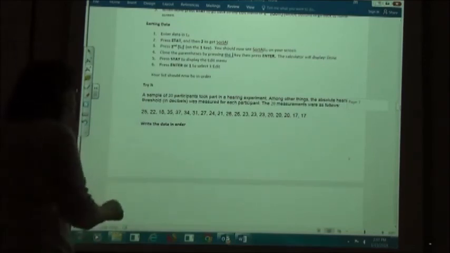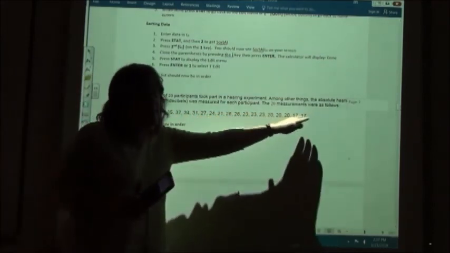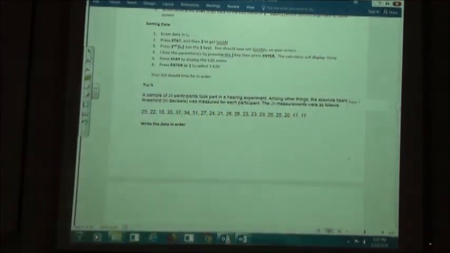So just enter them, so you just enter all of those in under list 1. Not plus, but just enter. So 25, enter, 22, enter, 18, enter. Oh, shoot.